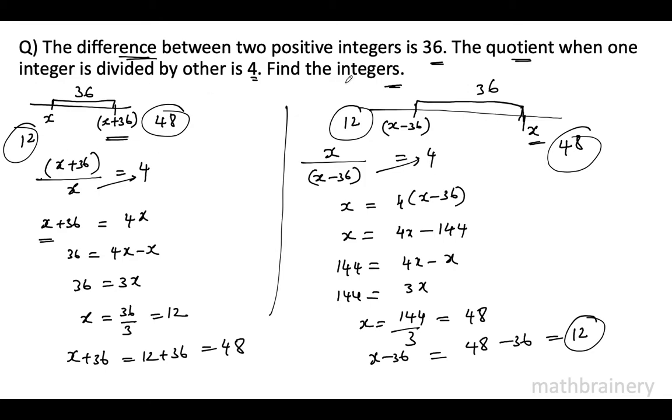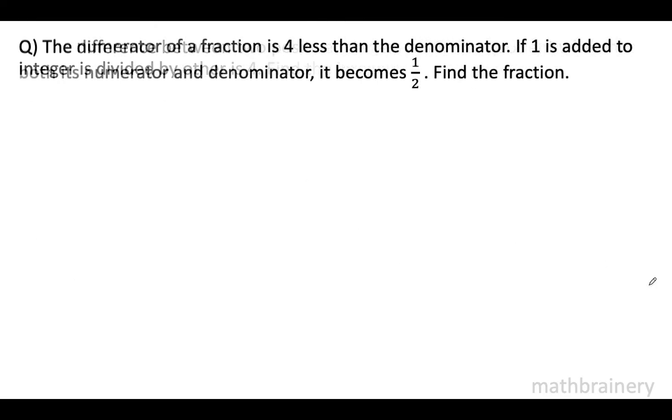You can solve the same problem in two different ways. Either you can choose the two integers as x and x plus 36 and find out the values of x and x plus 36, or you can choose the two integers as x minus 36 and x. In both the cases, you get the same result. Let's look at the next question. The numerator of a fraction is 4 less than the denominator.